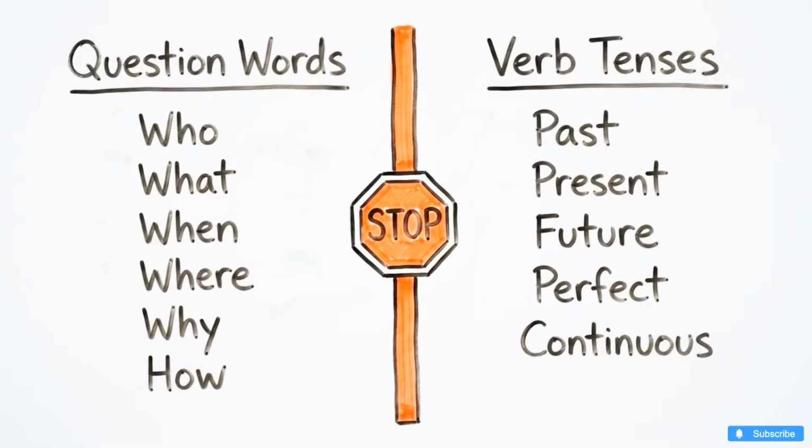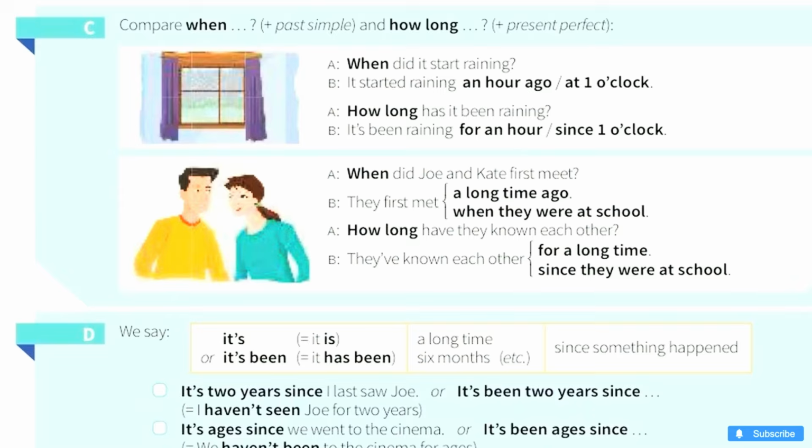You cannot mix and match question words with different tenses. Section C illustrates this relationship. Because the word when asks about a finished, specific past moment, it must be paired with the past simple tense. On the other hand, how long measures a period extending up to the present. This requires the present perfect tense.